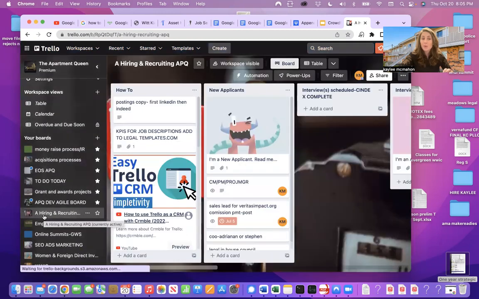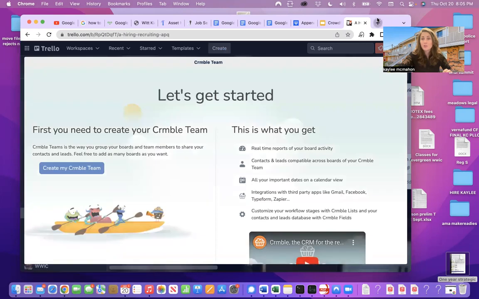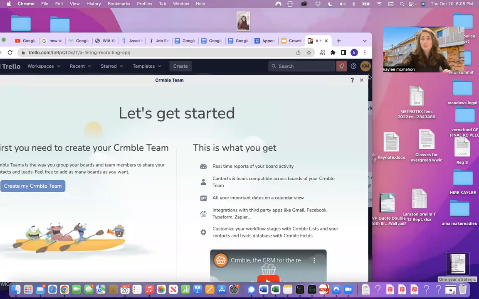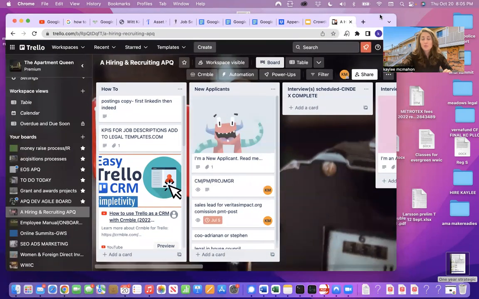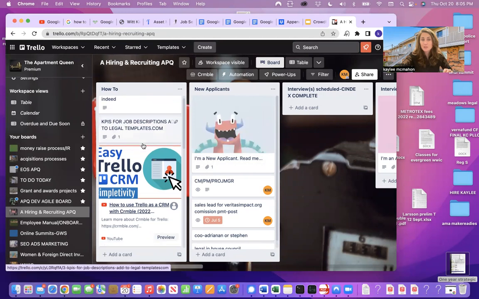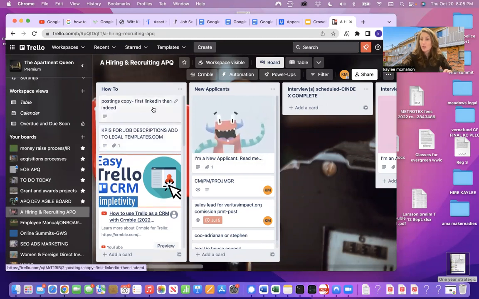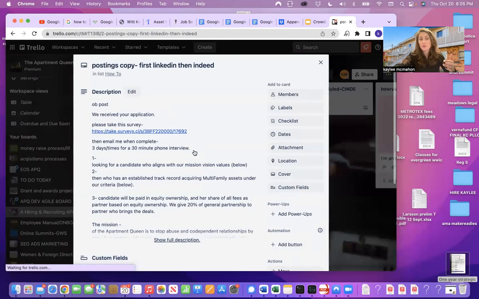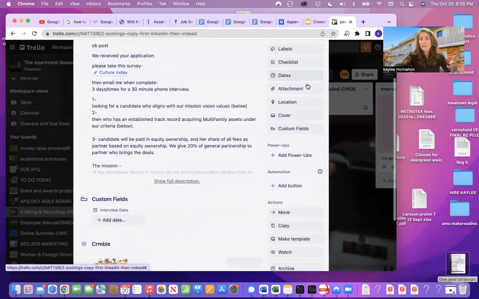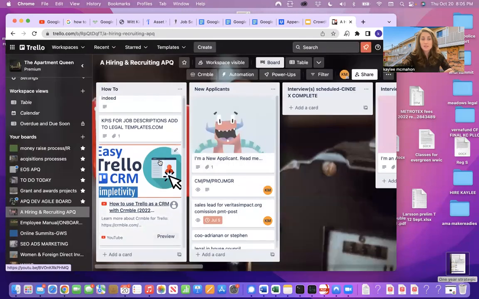Whenever someone is onboarded or whenever we're hiring on the back end, we're tracking the process of our hires and how it's going. This isn't the best background, I've got to fix it, but if you have KPIs for job descriptions, we have them listed here. If we're making a post to hire someone, we would copy this. It's usually the body, because it goes through our mission, vision, values, and explains how important these are and what kind of candidate would be in alignment with our business.